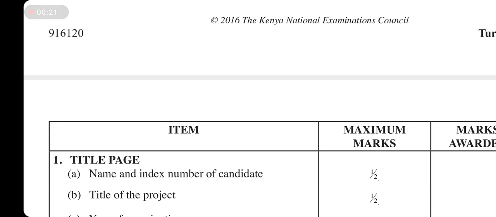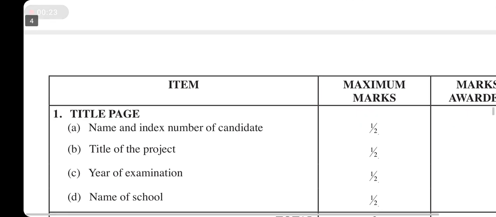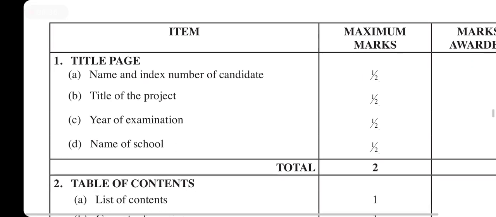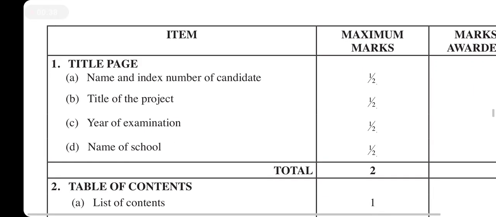First of all, in the documentation, the title page, just writing your name and index number will give you half a mark. Title of the project and writing here the denomination and the name of your school or institution will give you half a mark each. Means from the title page, the first page will give you 2 marks.